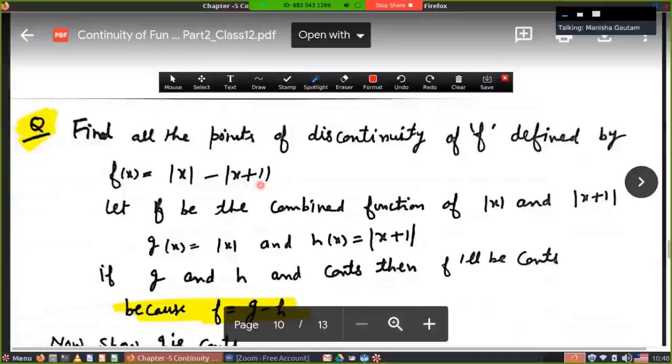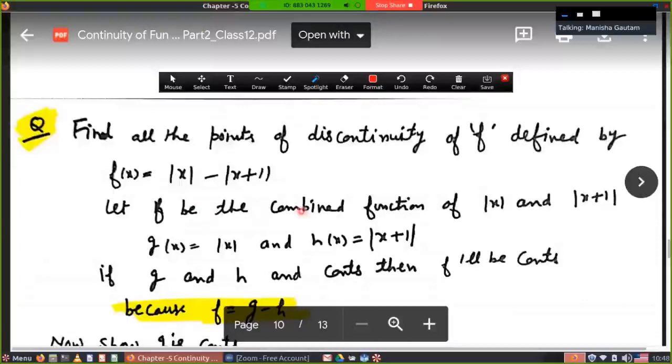First function is |x|, second is |x + 1|. You have to apply the theorem here. Take |x| as the first function and |x + 1| as the second function. Prove that both functions are continuous. Then the difference of these functions will also be continuous. So this approach will be applied on this question. Let's see what is the procedure to do the question.